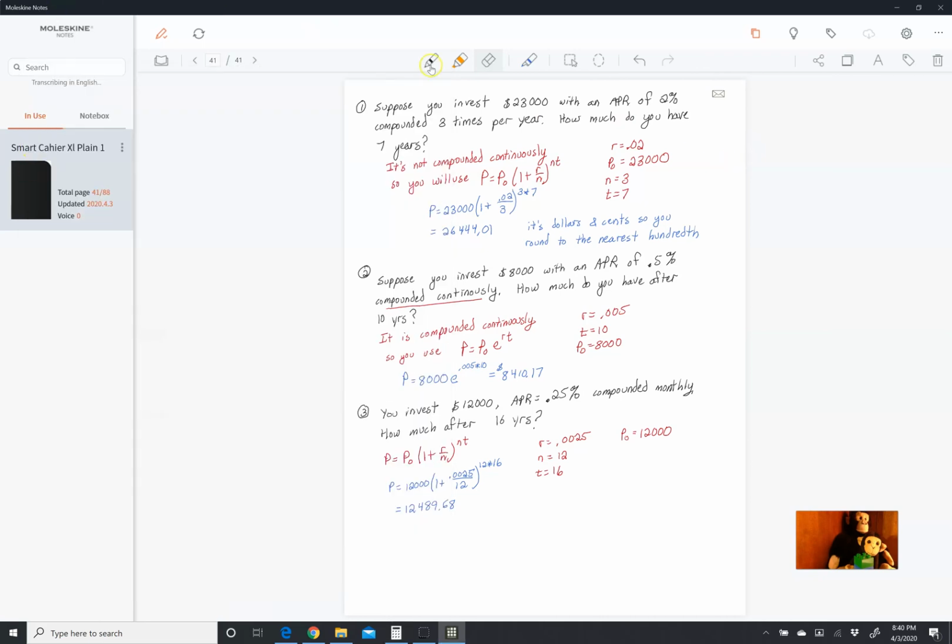Okay, and finally, last one. So you invest, let's say, $25,000 with an APR of 3%. Maybe you have a CD. CDs can go as high as 3%. Compounded continuously.